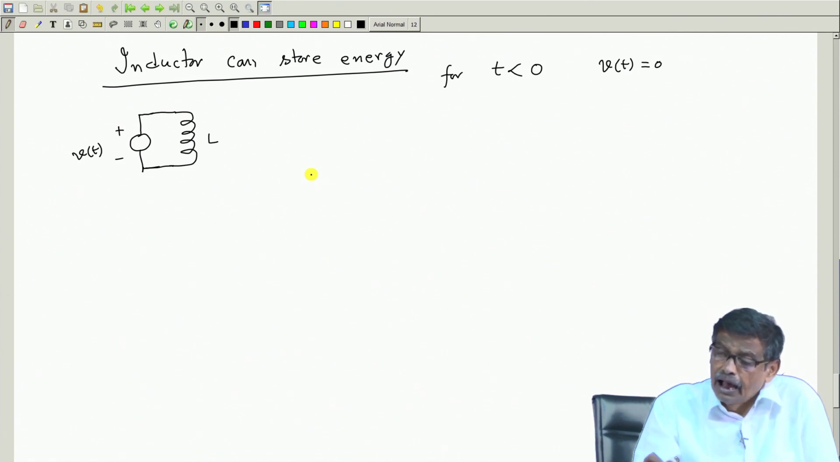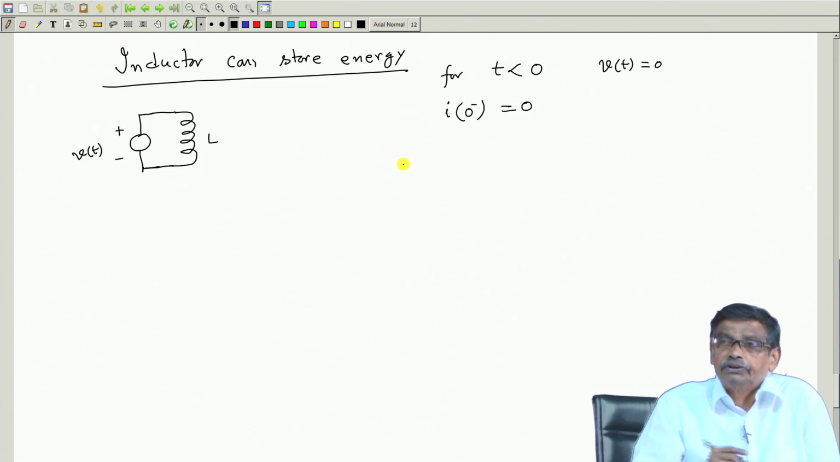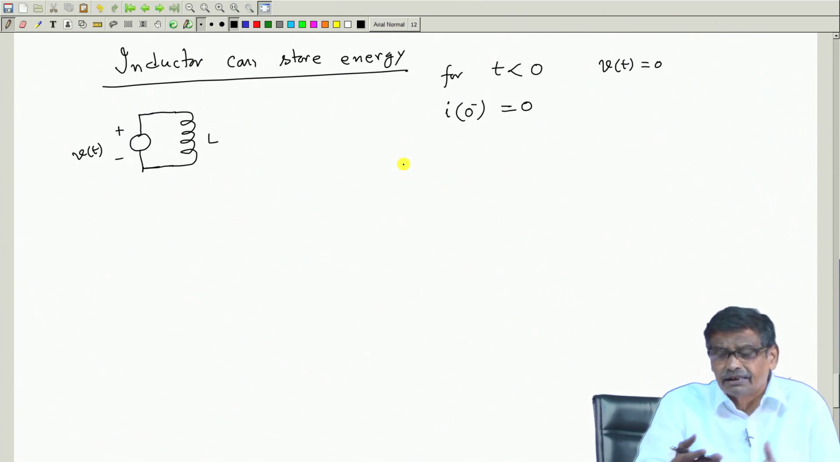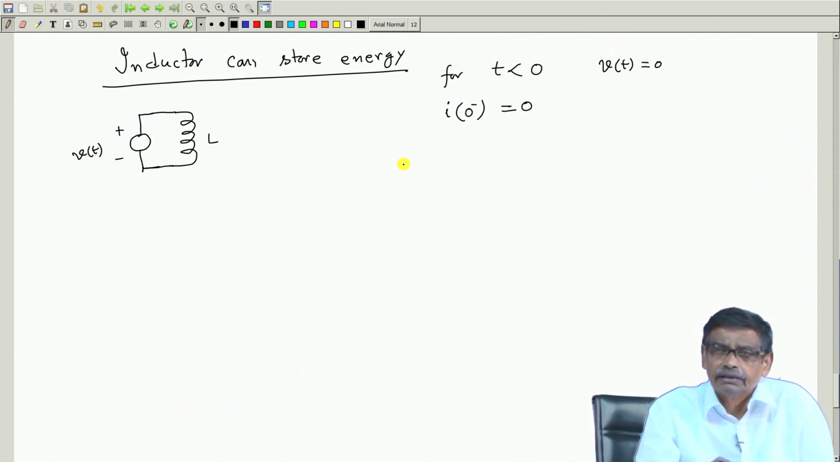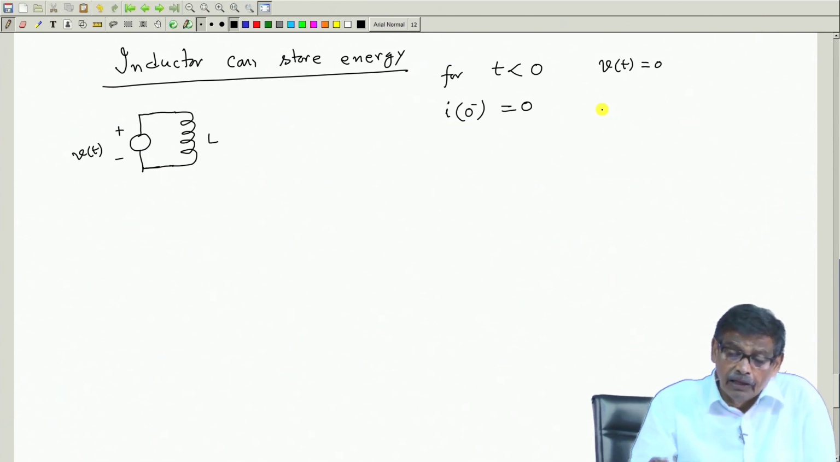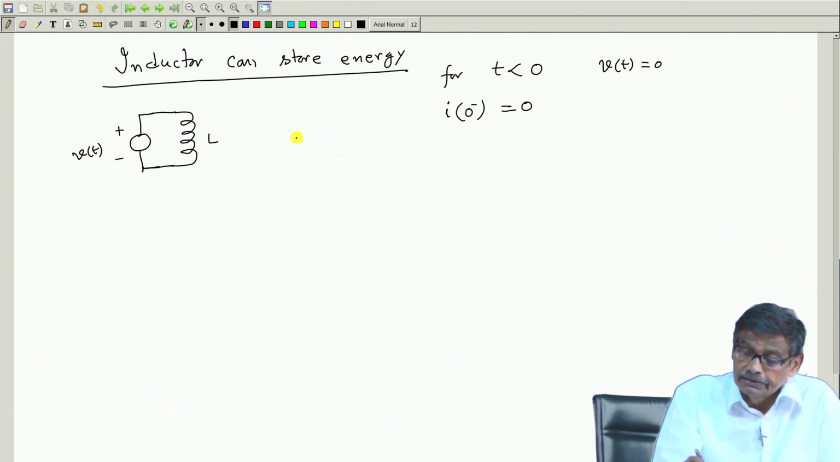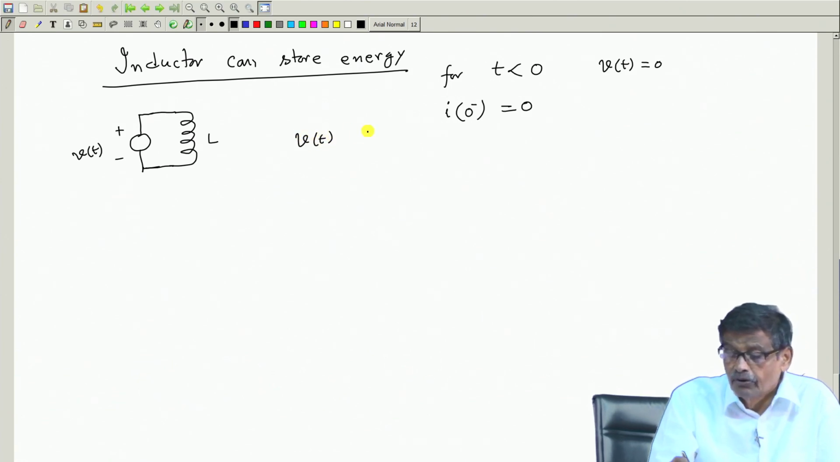Now, the question is, I must say that the inductor current at t equal to 0 minus was 0, because you did not apply any voltage. If the inductor was kept open circuited, anyway that current must be 0 before t less than 0, and I say that I 0 minus is 0. So that is there. Now, I will impress a voltage V t, which appears for t greater than or equal to 0.